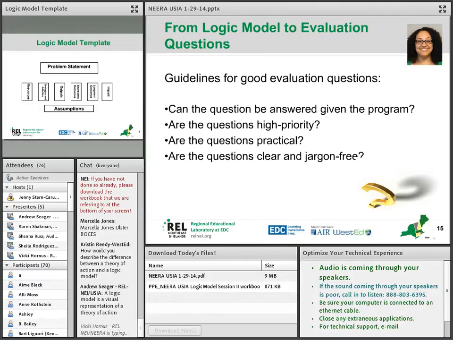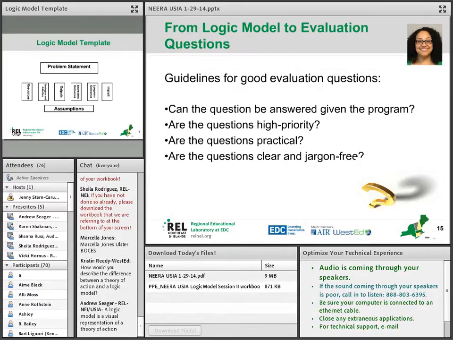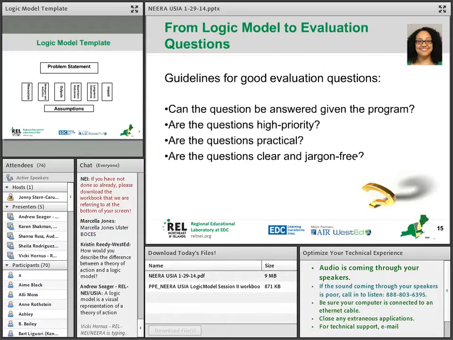Another question is, are the questions high priority? You want to try to distinguish between what you need to know and what may merely be nice to know. Are the questions practical and appropriate to the capacity you have to answer them? So you need to consider time, your resources, and the availability of assistance needed to answer the questions.